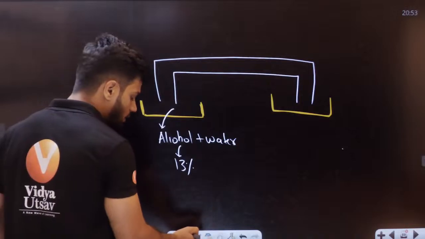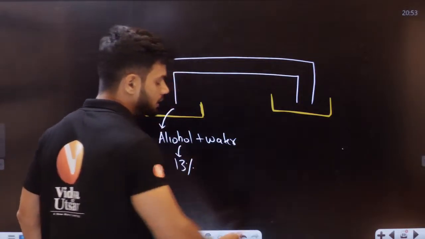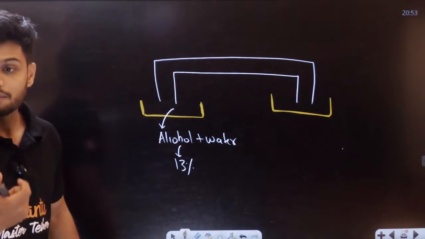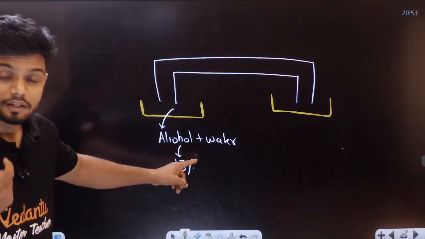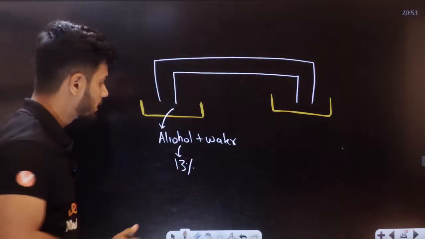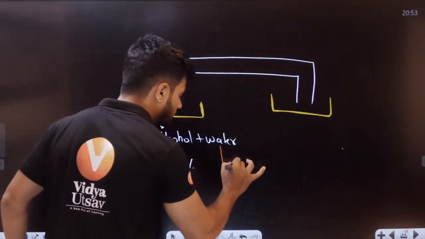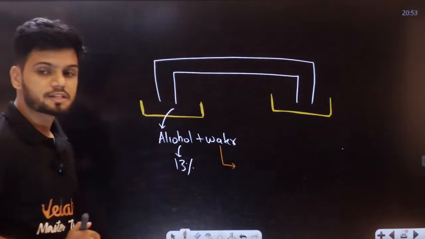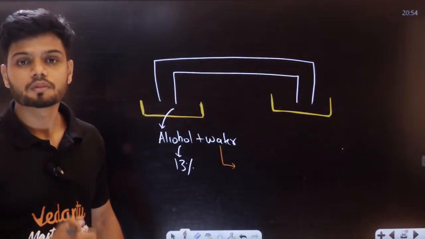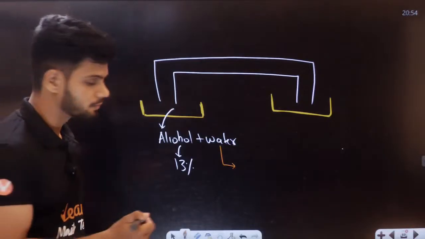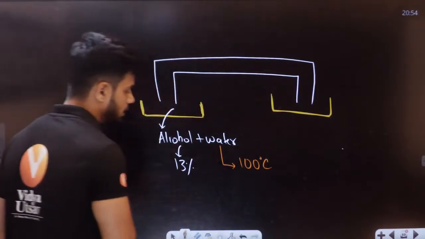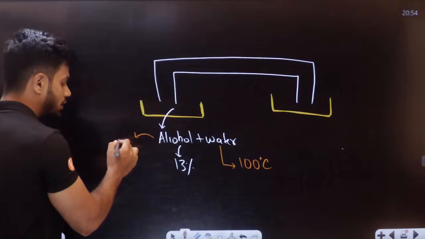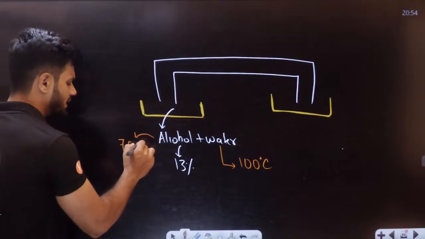Now students, we will try to use the ability called difference in boiling point. Students, what is the boiling point of water? Tell me students, what is the boiling point of water? All of you, 100 degrees, yes or no? 100 degrees centigrade. Boiling point of alcohol, let's say, is around 78 degrees centigrade.